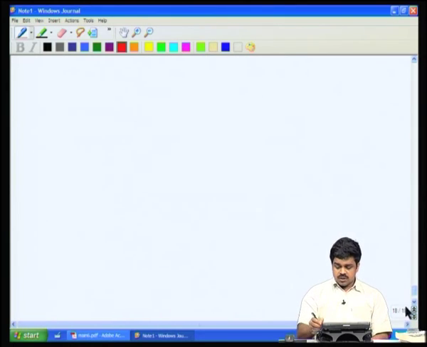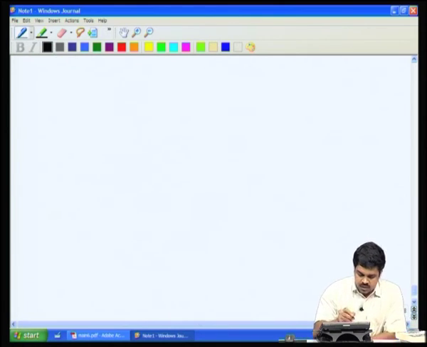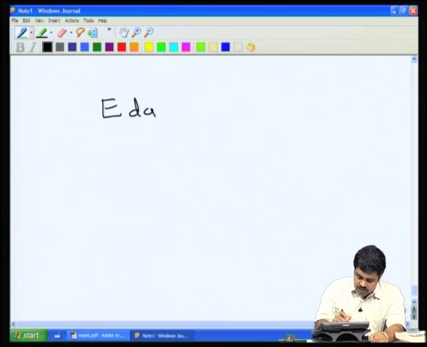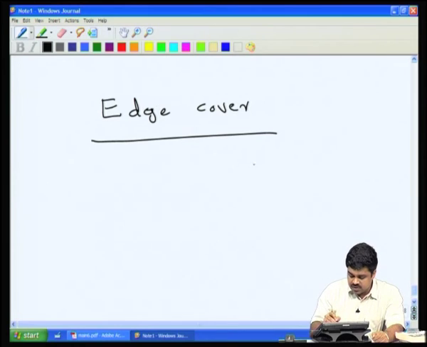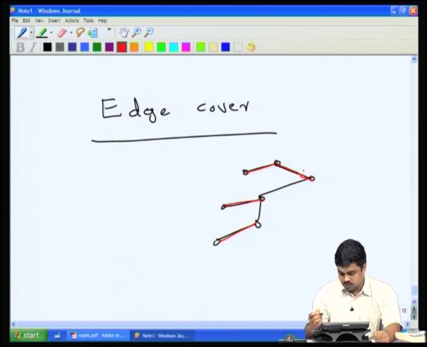So, now it is a natural question to ask. After vertex cover, is there a notion of an edge cover? So, what is an edge cover? Edge cover means, like the vertex cover, I am interested in covering all the vertices using edges. I want to select a few edges such that all the vertices are covered. So, for instance, if this is the graph, you can select this edge, this edge, this edge, and now this vertex is not covered, you may have to select one more. So, this is an edge cover.